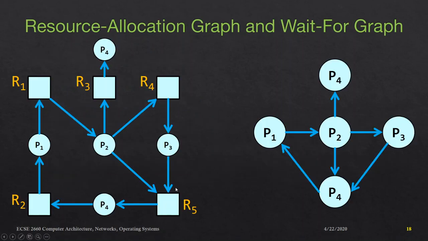The one on the left is a resource allocation graph, and on the right is the corresponding wait for graph. So let's talk about how we go from the resource allocation graph, where we have processes and resource types, to the wait for graph, where we only have processes. For example, let's take R2 to P1 to R1. Resource type 2 has been assigned to process 1, and process 1 is waiting for resource type 1.